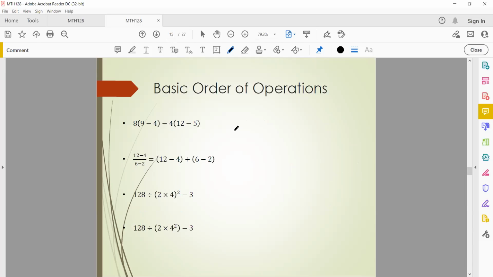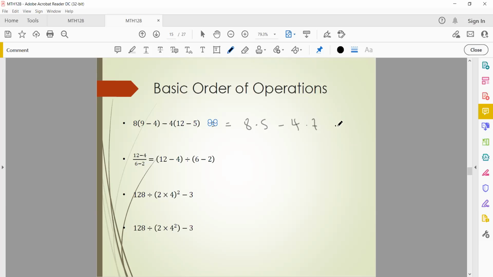This one's interesting. So we have 8 times stuff in brackets minus 4 times some stuff in brackets. So again, let's do the brackets first. We'll just do both of them so we don't have to keep rewriting these. So this will be 8 times 5 minus 4 times 7.